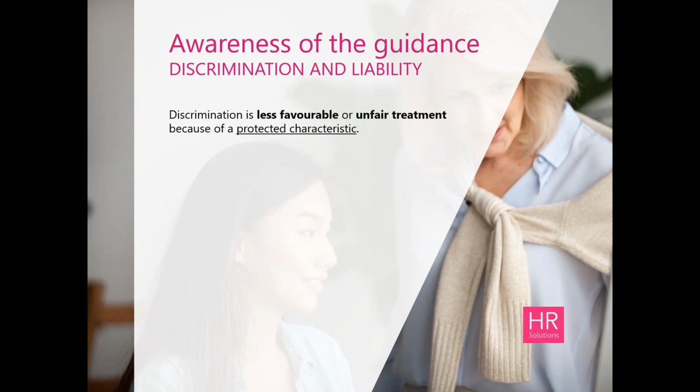So, okay, discrimination then. Discrimination generally is less favourable or unfair treatment because of a protected characteristic. You can't be discriminated against for anything, in law anyway. It has to be related to a protected characteristic. And in the UK, we have 9, one of which is, of course, age.